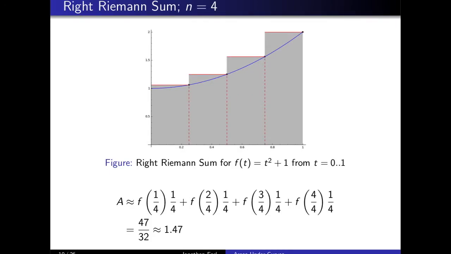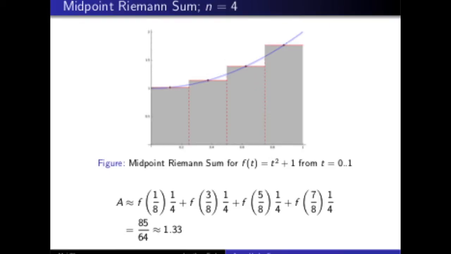We could again go and do right points. So we'll take the points a quarter, a half, 3/4, and 1 to go and get heights for the rectangles. We'll add up the areas of these 4 rectangles here and get 47/32. And again here what we can see is, yeah, we'll have an overestimate because we're picking up a lot of extra area. And if we wanted, we could also do midpoints.